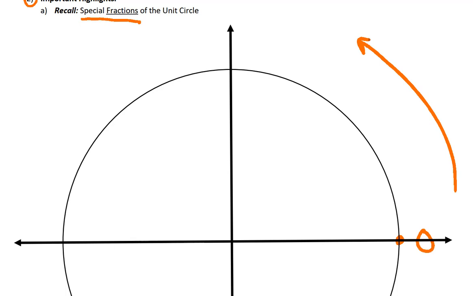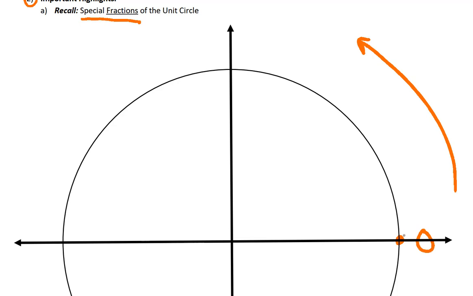Now you'll notice or recall that there are two sets of fractions that we put on the circle as our special fractions. One set is just counting by 1/6, and the other set is counting by 1/4. And then of course sometimes these fractions overlap and meet at the same place. So let me start doing that.